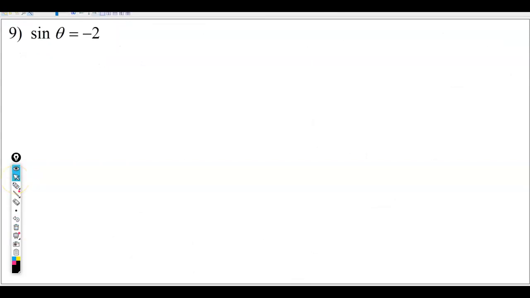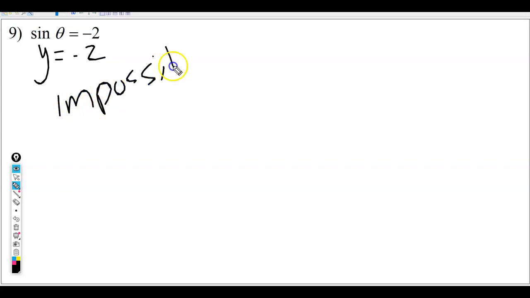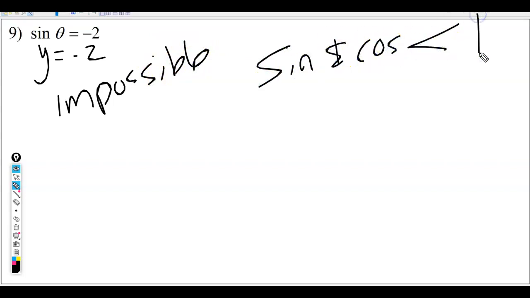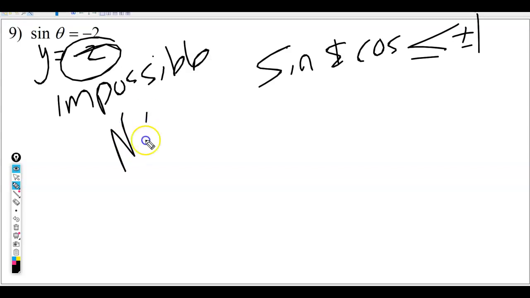All right, next question, number 9. Sine of theta equals negative 2. Well, sine is the y value, so the question now is where does y equal negative 2 on our unit circle? Well, the answer is that's impossible. Sine can never be greater than 1. Sine and cosine both have to be between 1 and negative 1. It can never be negative 2. So the answer for this is no solution.